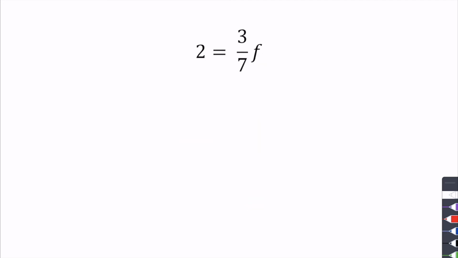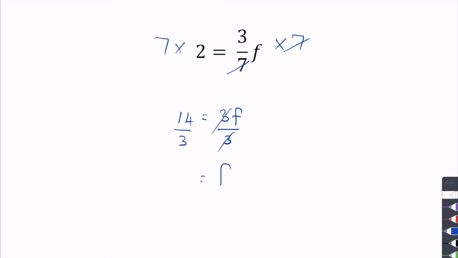In this example, I have 2 is equal to 3/7 f. So first thing I'm going to do is multiply by 7 on both sides. Why? Because I want to get rid of that 7 there. That leaves me with 14 on the left hand side and 3f on the right hand side. I'm now going to divide by 3 on both sides, and that cancels there, and that leaves me with f is equal to 14 over 3.